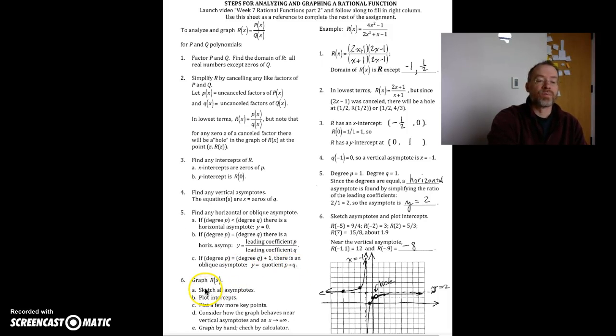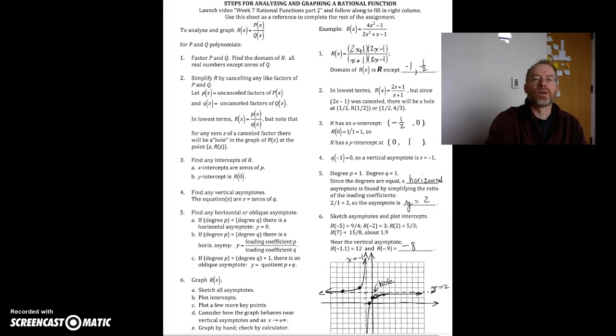The last step is putting it all together in graphing. Sketch the asymptotes you find, plot the intercepts that you found, plot a few more key points, consider how graphs behave near vertical and horizontal asymptotes, graph by hand, check by calculator if necessary.